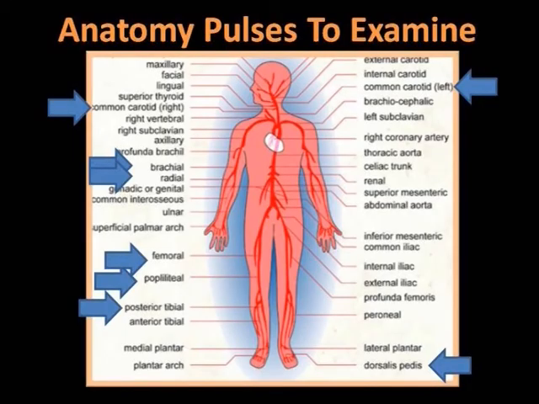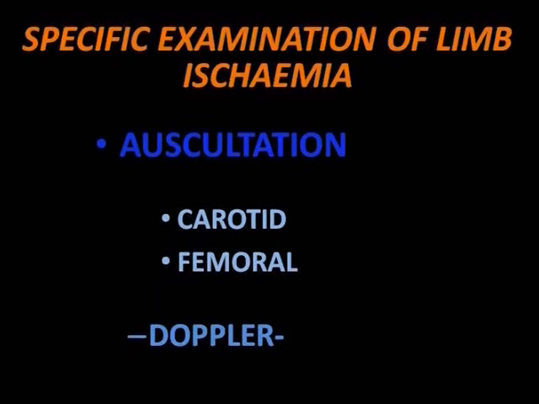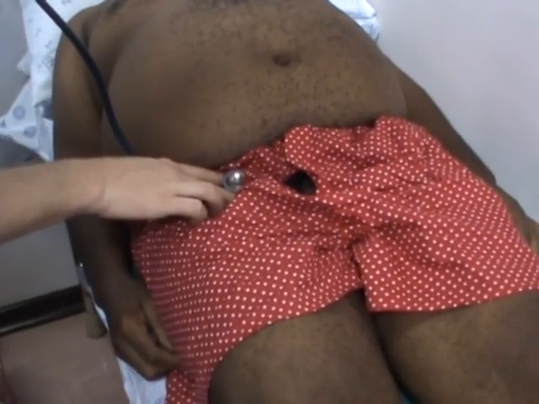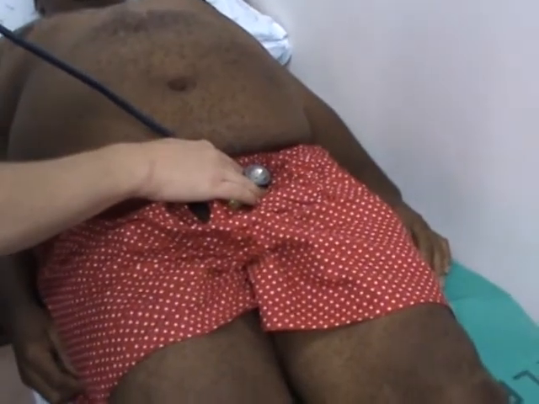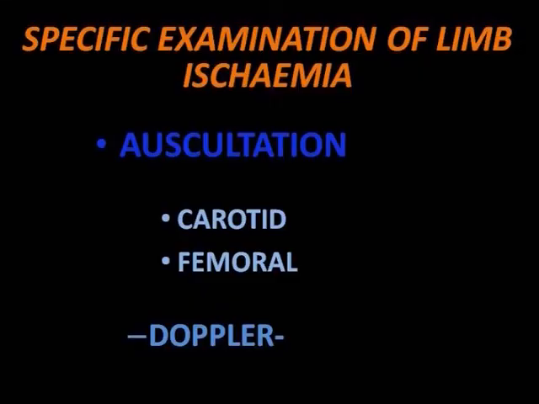All of these must be done in all limbs. If we look at auscultation, we listen over two areas. We listen for a bruit over the carotid area and over the femoral area. And we listen for the Doppler signal in acute arterial occlusion. Here are examples of a bruit, and here is an example of Doppler.